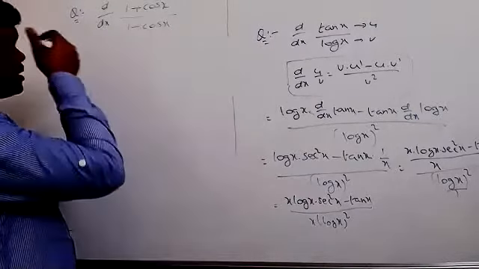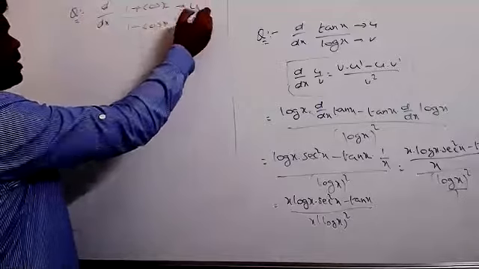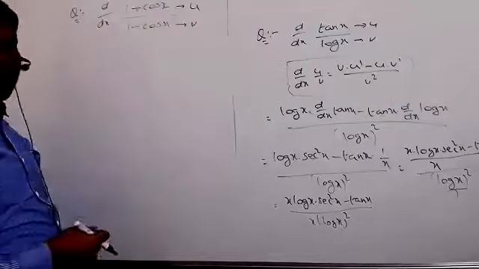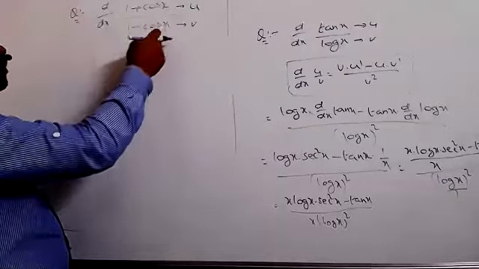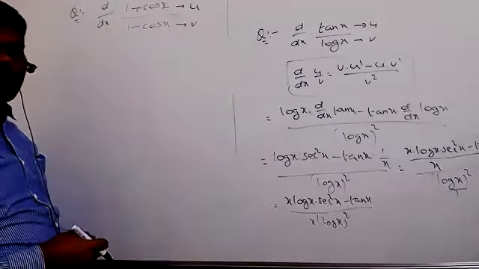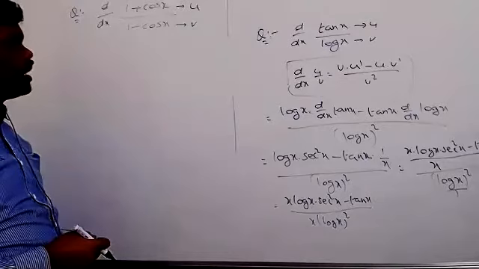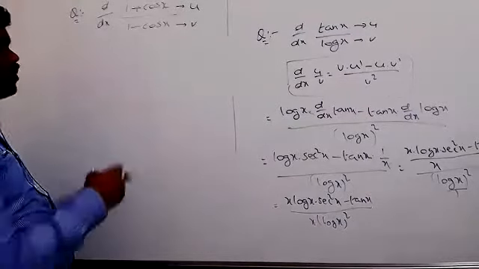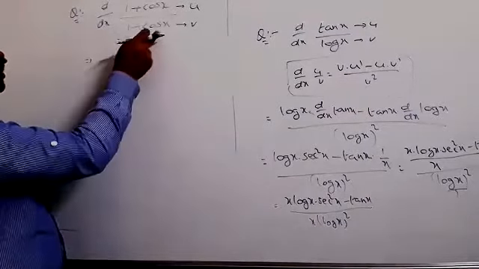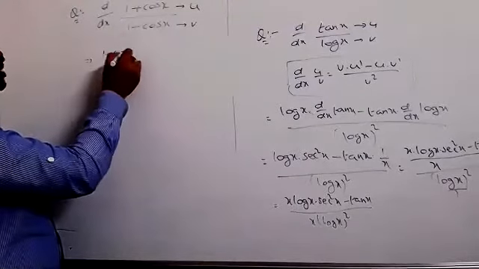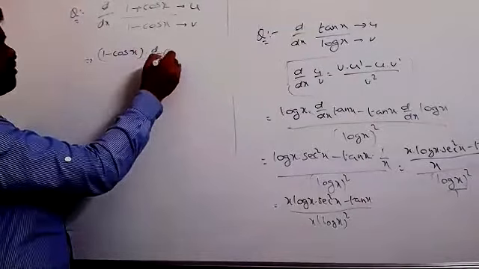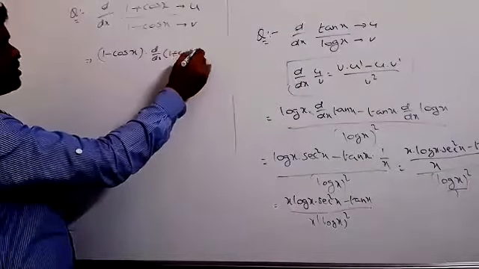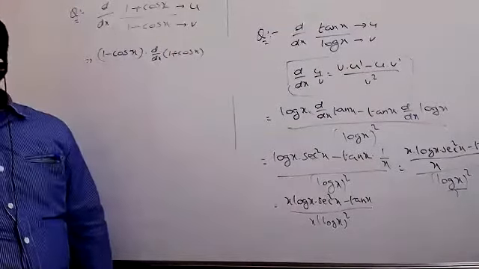Once you can check it. You can take here u and v, so u by v. Already clearly we know the formula: v into differentiation of u minus u into differentiation of v, by v square. The same thing we can apply: v into, that means 1 minus cos x into d by dx of 1 plus cos x, correct? 1 plus cos x.